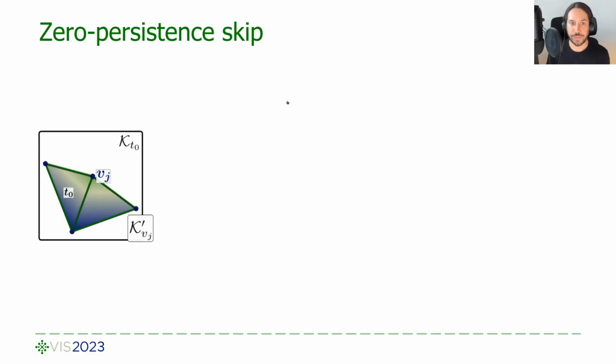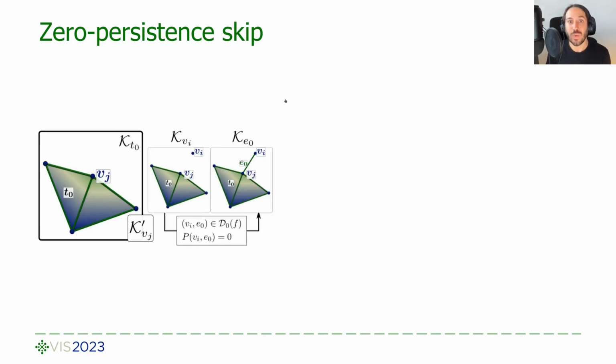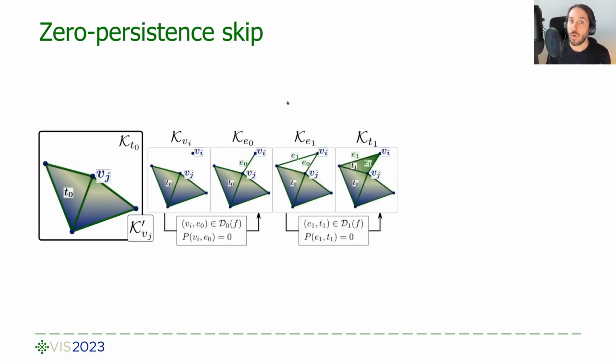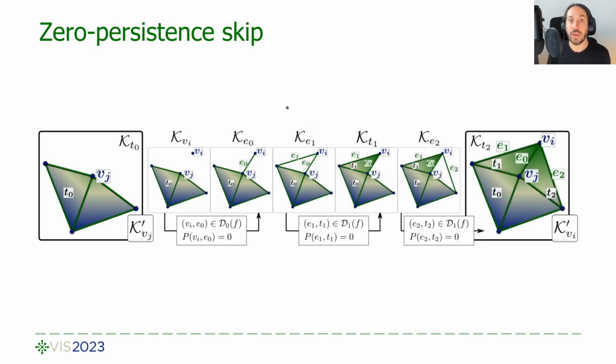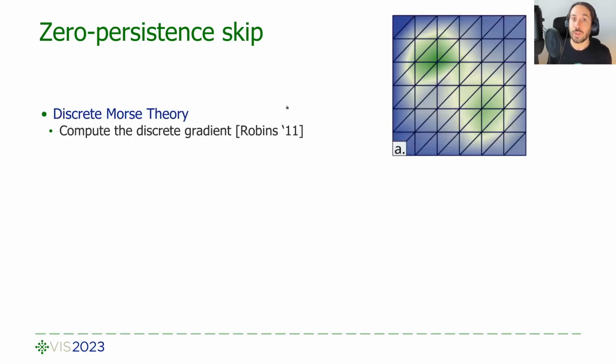Now, a key observation with this algorithm is that it creates a large number of pairs with zero persistence. For example, the insertion of v_i in the sweep creates a connected component, which is immediately merged by the insertion of the next edge. Or the hole created by e_1 in the sweep is immediately filled by the next triangle here, and so on. So to skip the computation for these unnecessary pairs, we rely on discrete Morse theory.